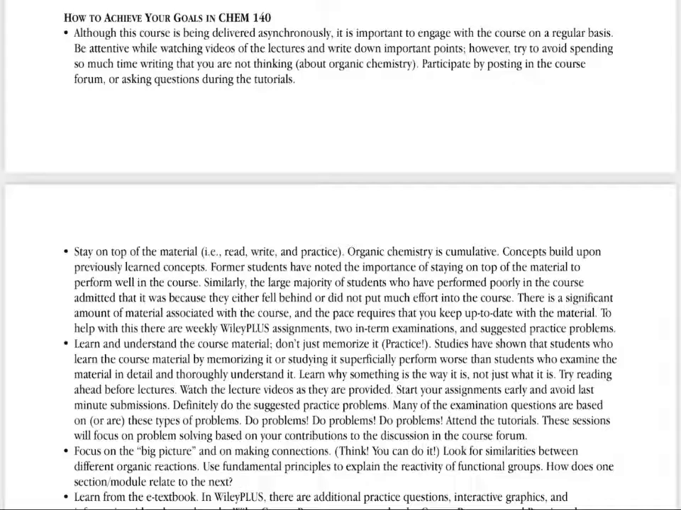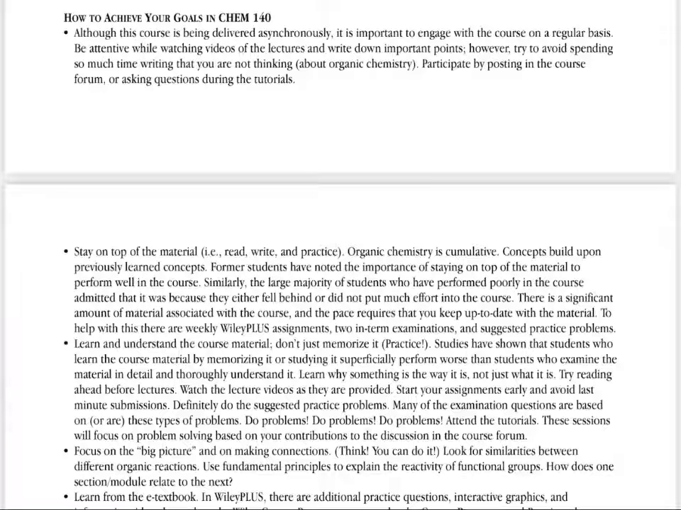Stay on top of the material. Read, write, and practice. Organic chemistry is cumulative. Concepts build on previously learned concepts. Former students have noted the importance of staying on top of the material to perform well in the course. Similarly, the large majority of students who have performed poorly in the course admitted that it was because they either fell behind or did not put much effort into the course.